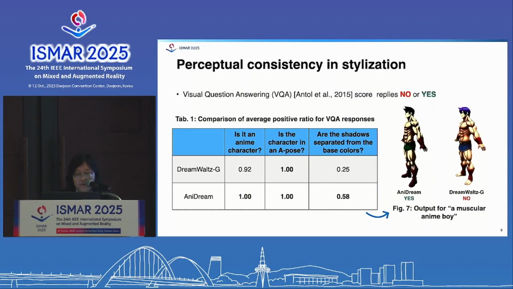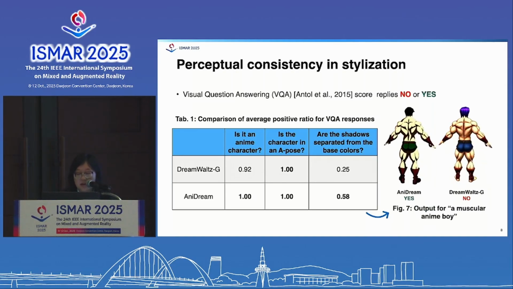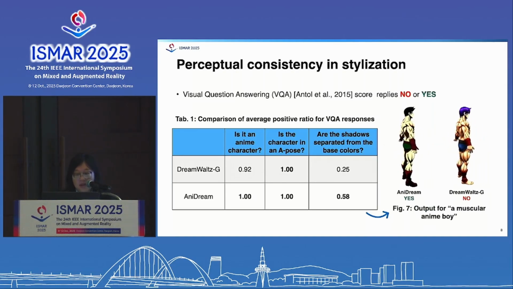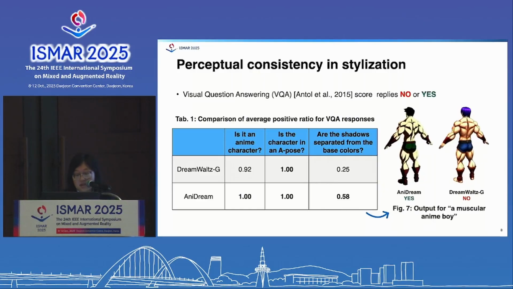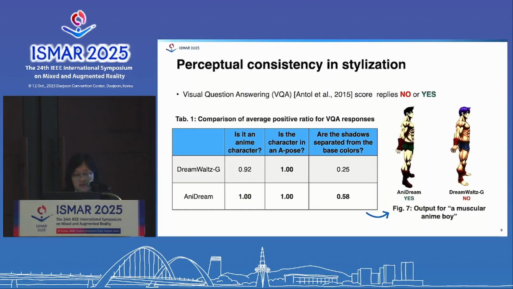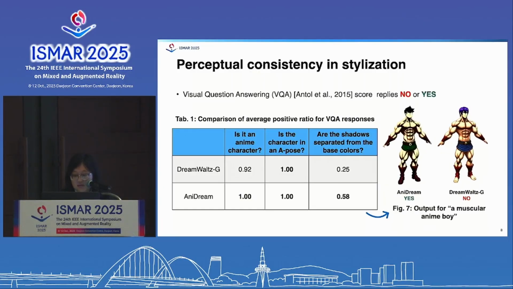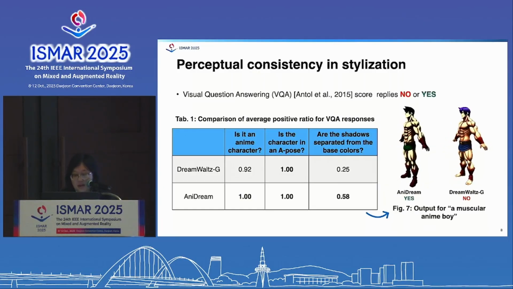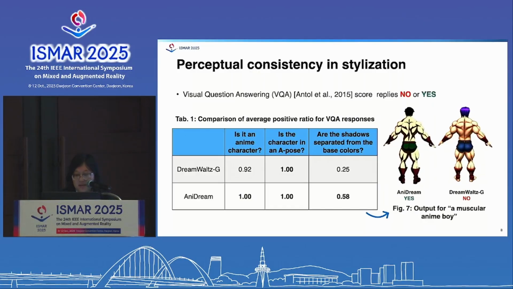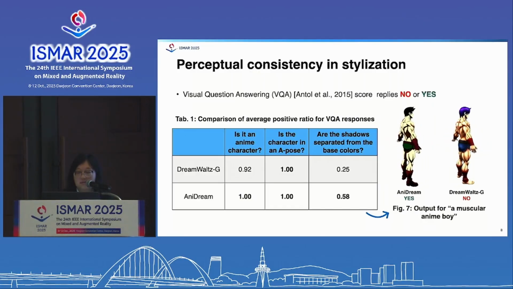And you can see that for the first 2 questions, AnyDream and DreamWorld G perform quite similarly. The big difference comes in the last question that is related to the separation of shadows from base colors. And in this case, AnyDream performs way better. And you can see an example demonstrating how much better it is in figure 7, where clearly in AnyDream we have a better separation of the shadowy areas from the base colors.